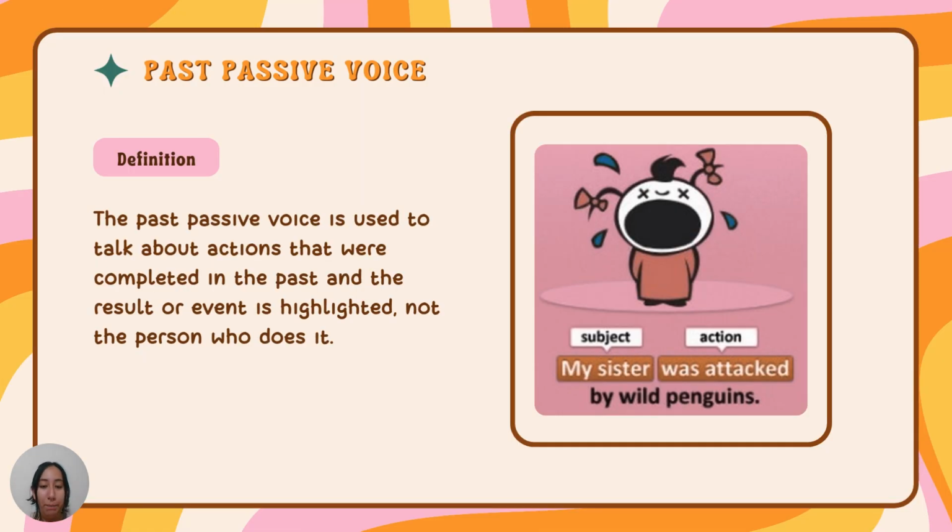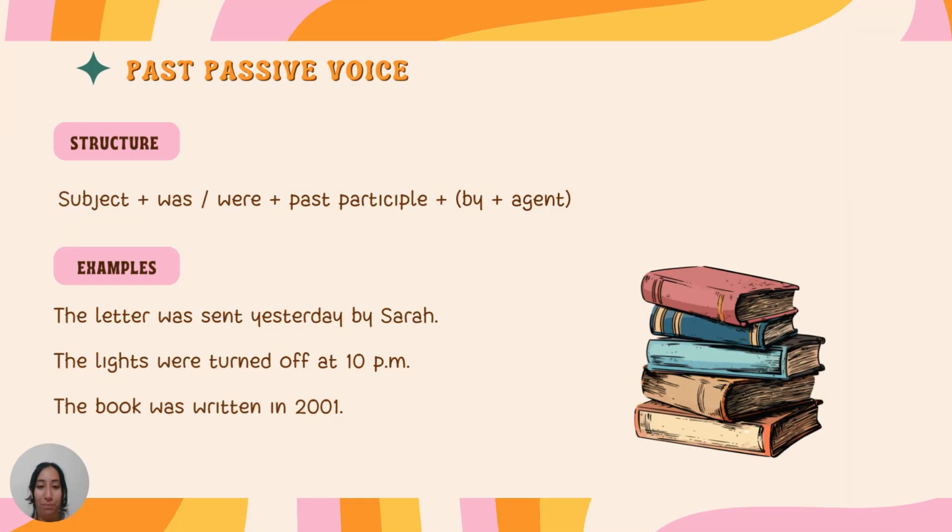Okay, the past passive voice is used to describe actions that were completed in the past. It focuses on the event or the result, not who did it. For example, the car was repaired last week, or the cake was baked this morning. These are past events, and the people who did them are not mentioned. They're not important in these sentences.